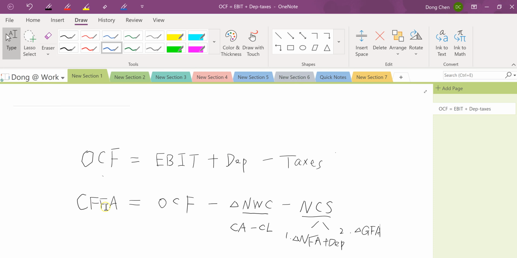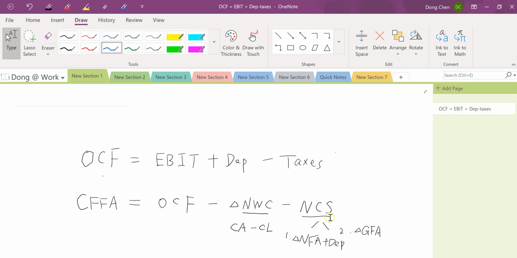And then the final part, cash flow from assets. So here, cash flow from assets equals operating cash flow minus the change in net working capital minus net capital spending. So net working capital is defined to be current assets minus current liabilities. And notice that here we have a delta, which stands for the change. So it's not enough to just calculate one year's current assets minus current liabilities. We need to calculate both years and take their difference as the change.